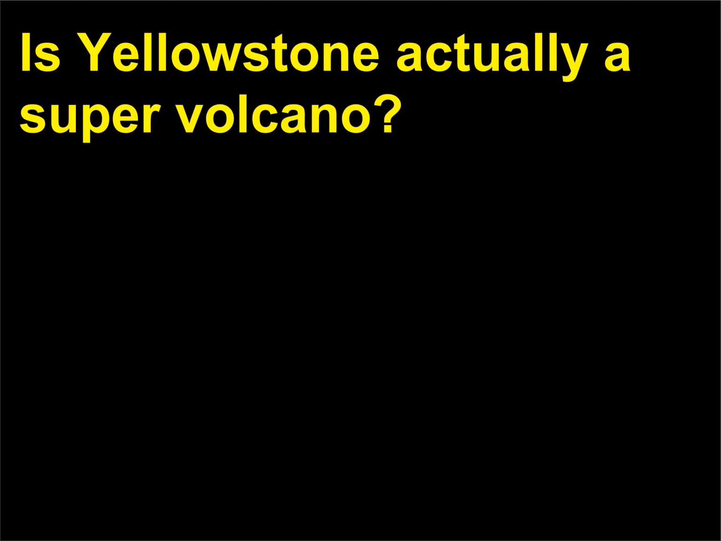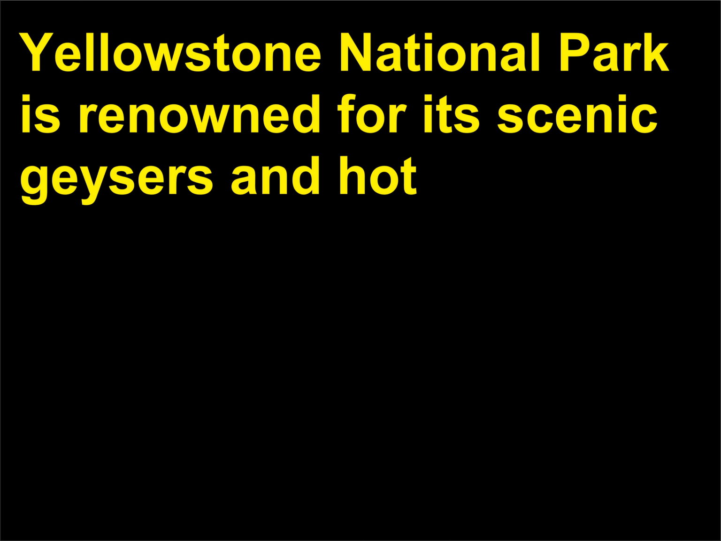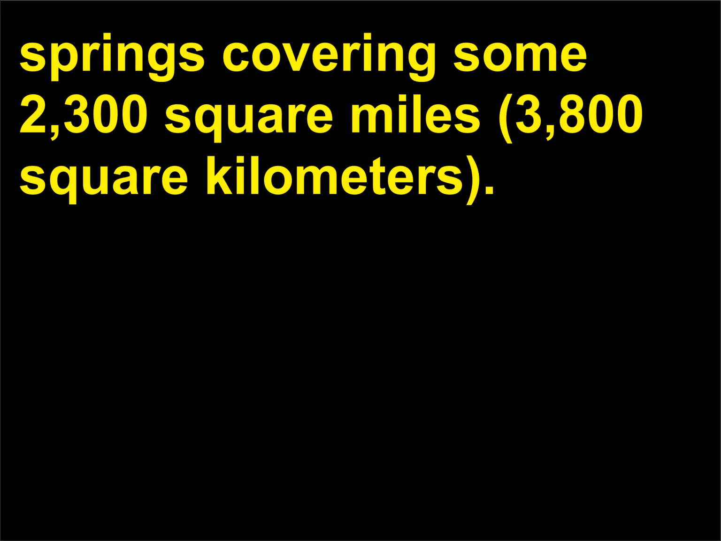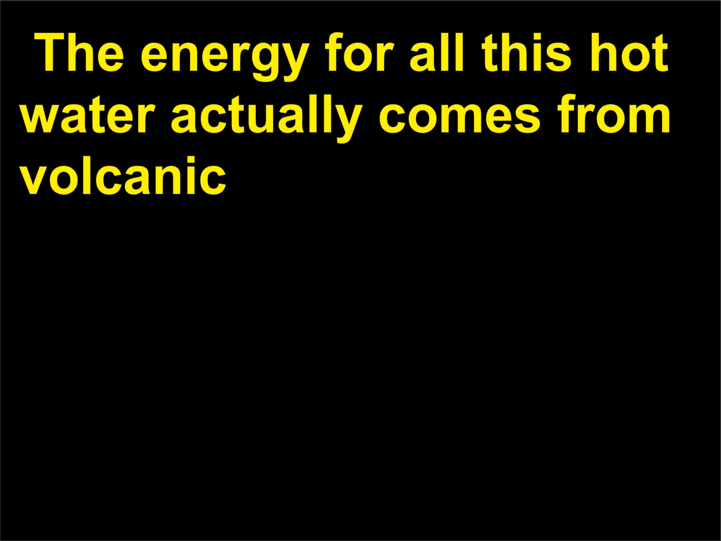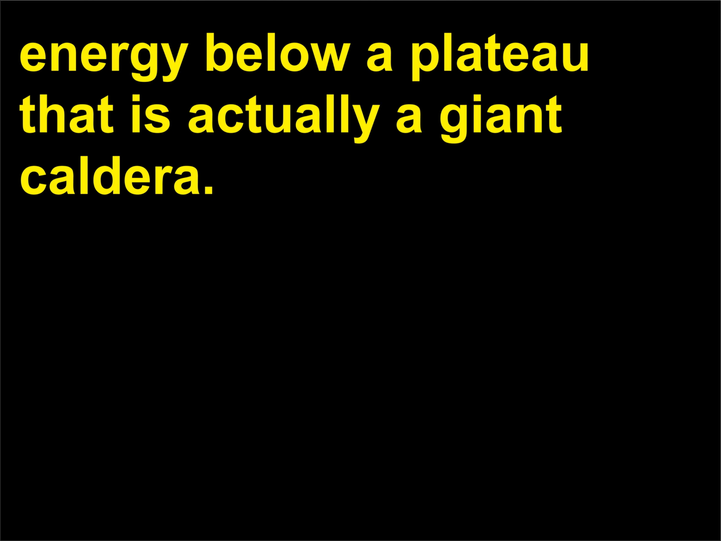Is Yellowstone actually a supervolcano? Yellowstone National Park is renowned for its scenic geysers and hot springs covering some 2,300 square miles, 3,800 square kilometers. The energy for all this hot water actually comes from volcanic energy below a plateau that is actually a giant caldera.